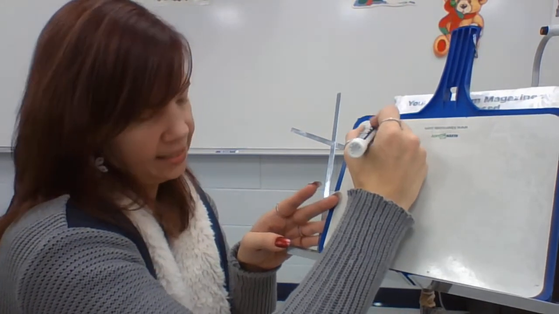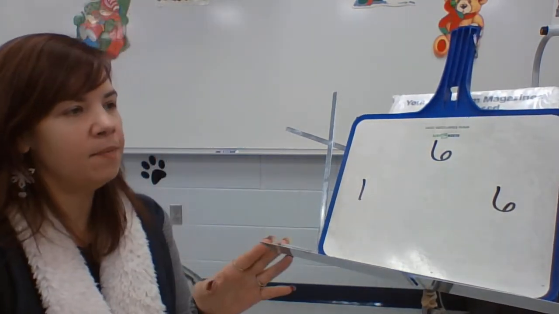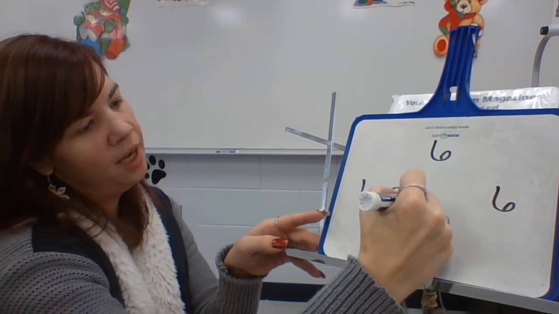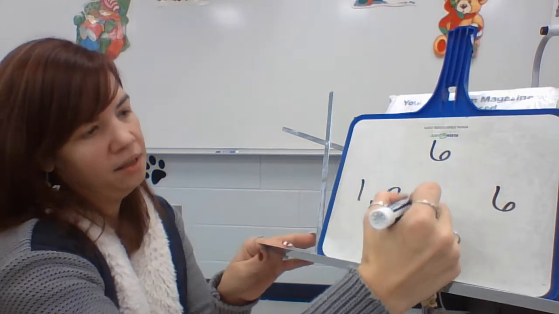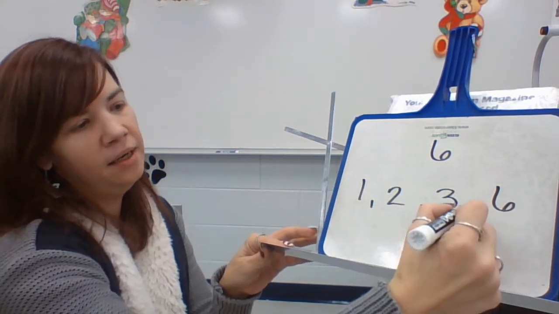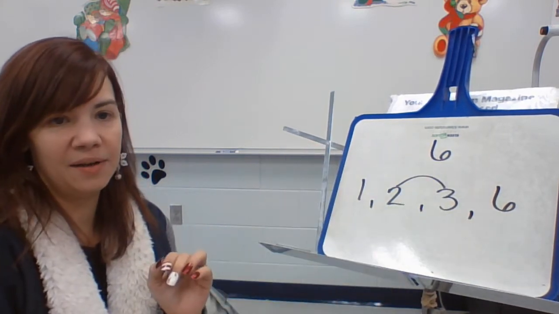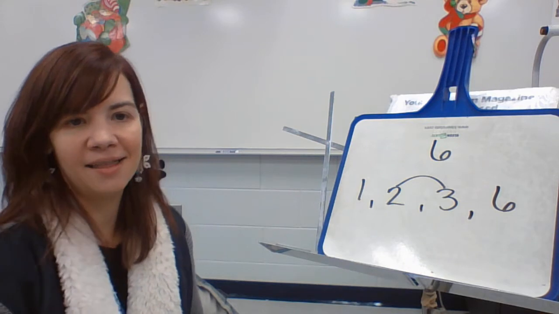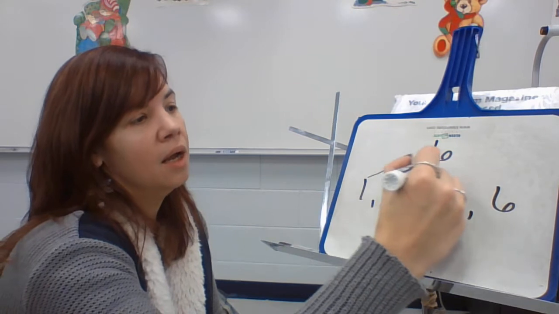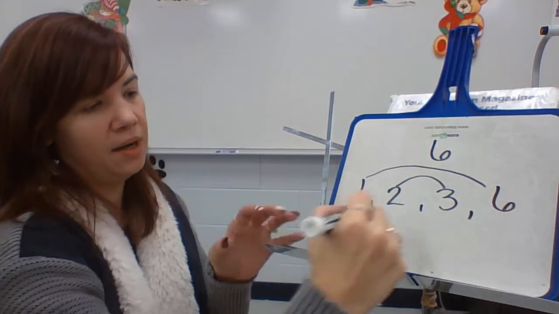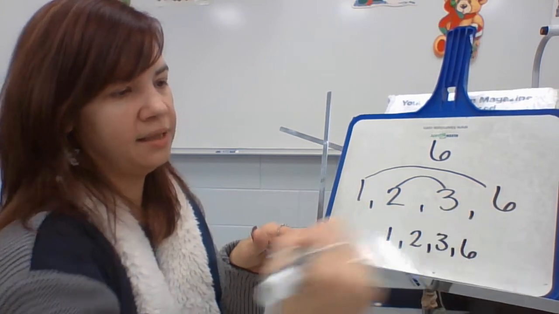All right, number 2. I have a 6. So 1, 6, always start with that identity property. I'm going to move up 1. Well, anything times 2, yes, it is even. Happens to be a 3. Remember to put your comma in. I have numbers that are side by side, okay? When they are side by side like that, that tells you you're done. You can't go any further. And I have a 1 and a 6. So my factors are 1, 2, 3, and 6.